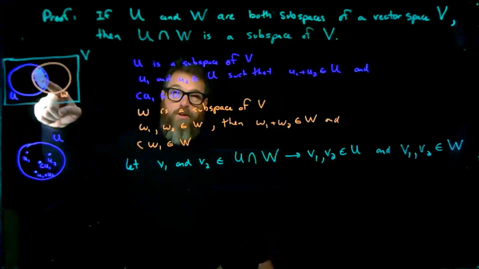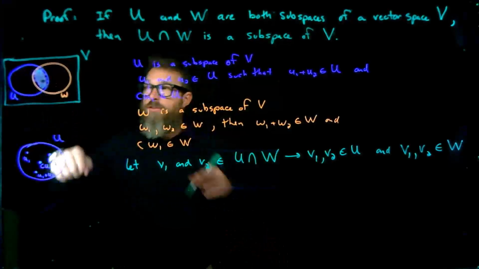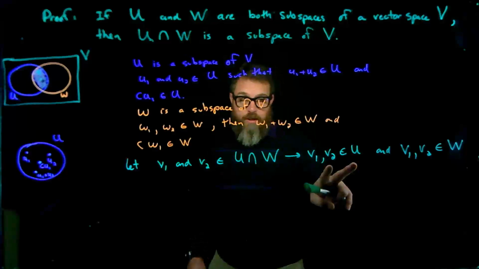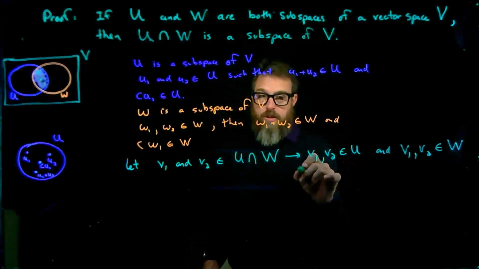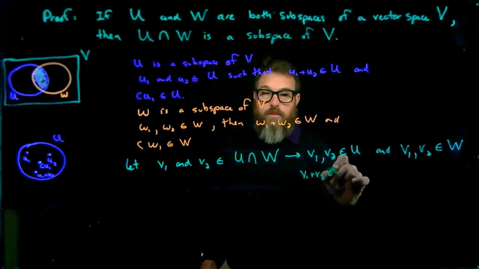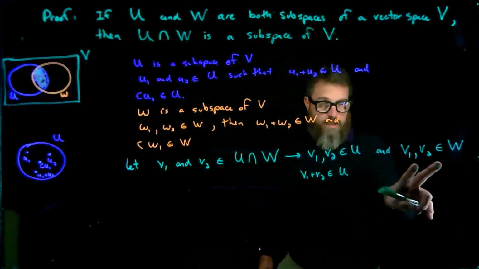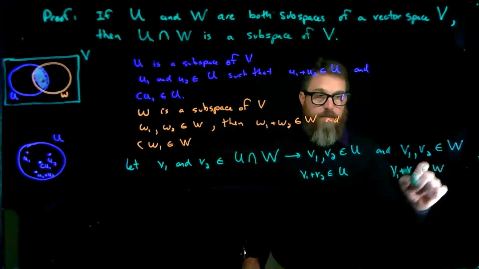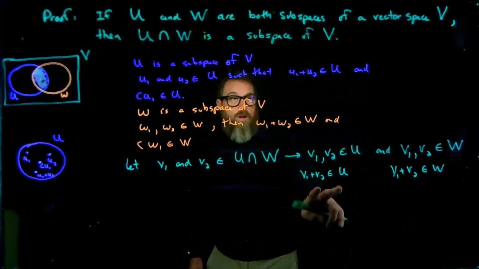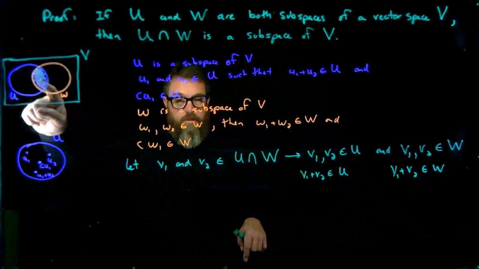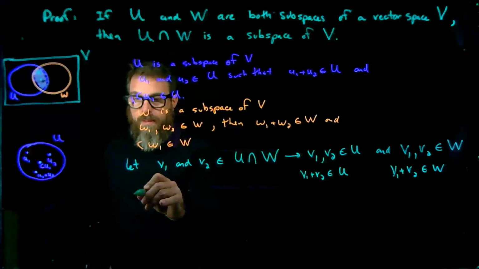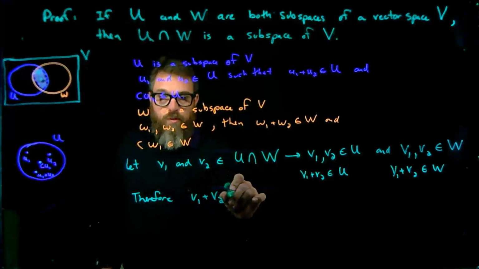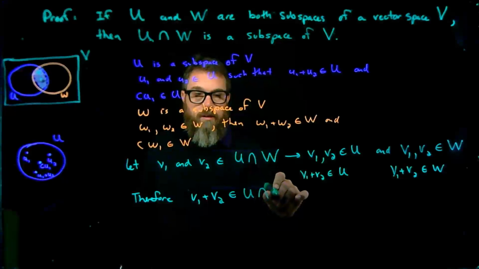Notice that here I'm in U, and here I'm also in W. So I have two arbitrary vectors inside here, and they're both in U and also in W. Now remember, U is a subspace, so V1 plus V2 is also going to be in U. And since W is a subspace, V1 plus V2 is also going to be in W. Since their sum is in U and also in W, their sum has to be in the intersection of U and W. So therefore, V1 plus V2 is going to be in U intersect W.